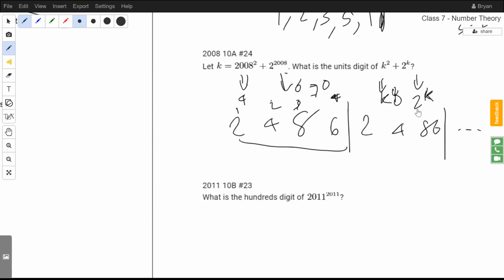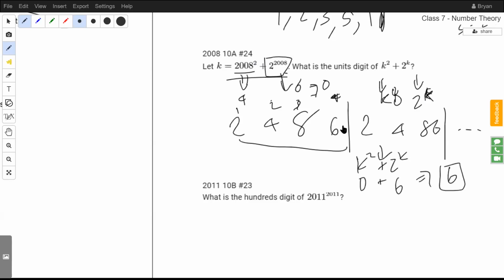So now we're left with 2 to the k. And since we know k is this number, and this number is divisible by 4, as 4 divides this, obviously, and 2008 is even, and even squared is divisible by 4. So we know that k is divisible by 4, so 2 to the k also has a unit digit of 6. So the unit digit of this thing, k squared plus 2 to the k, the unit digit is 0, and this is 6, so we're just left with 6. Voila.